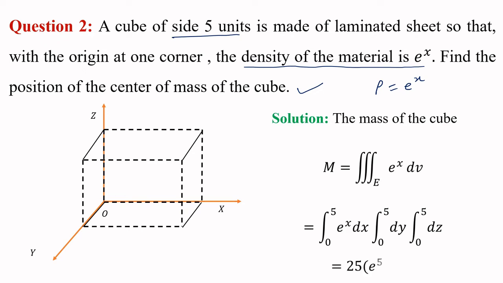So after integration, it will be 25 times e to the power 5 minus 1. Integration of this is 5, this is 5, so 25 we have kept here, and integration of this will be e to the power 5 minus 1. So you must remember it is the mass of the body that we have calculated.